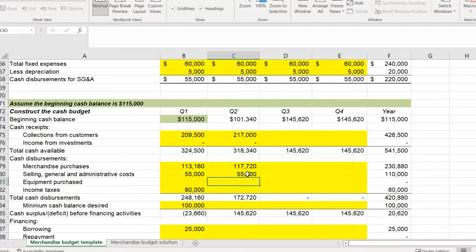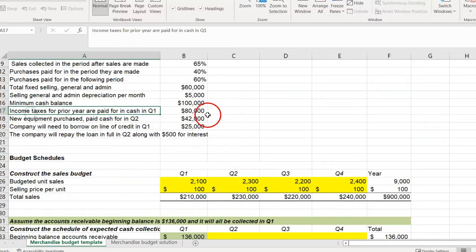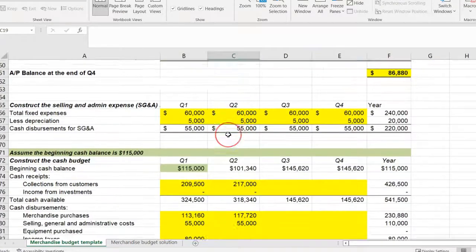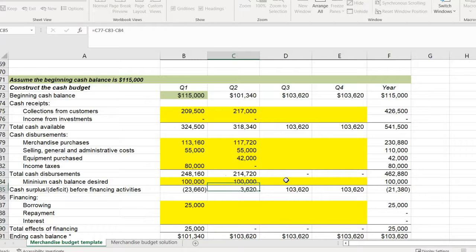And did we have any other cash flowing out? Any other equipment or income taxes we had to pay? We already took care of the income taxes. That's done. Equipment purchased in quarter two. So we're paying cash for equipment in quarter two, $42,000. So let's go fill that in. Income taxes, we paid those in full, so no more income taxes to pay. Again, we've got our minimum cash balance, so we need to fill that in. It's always going to be $100,000.